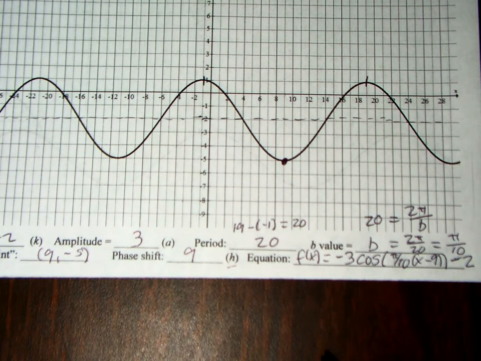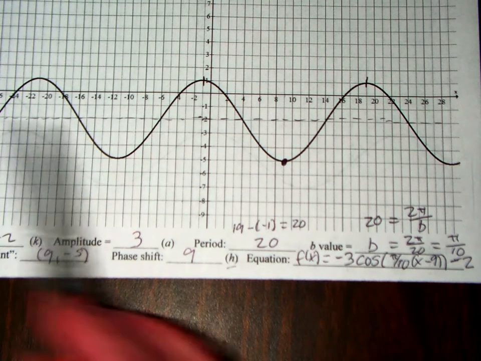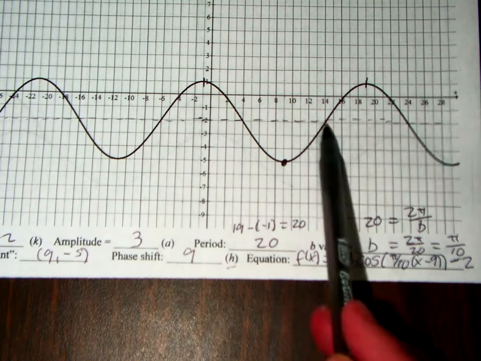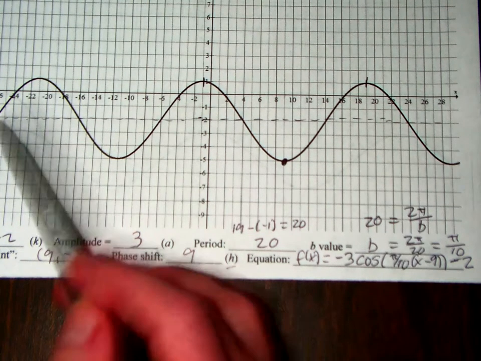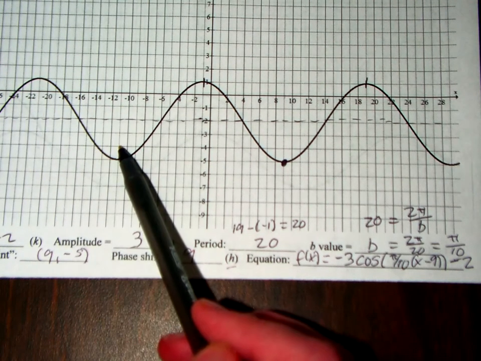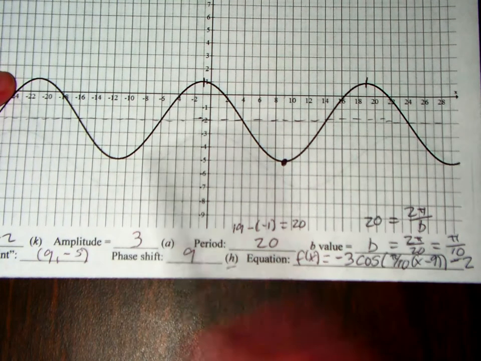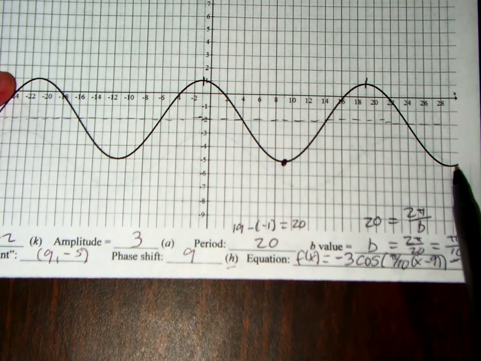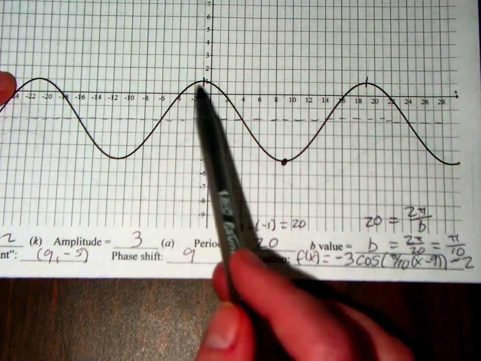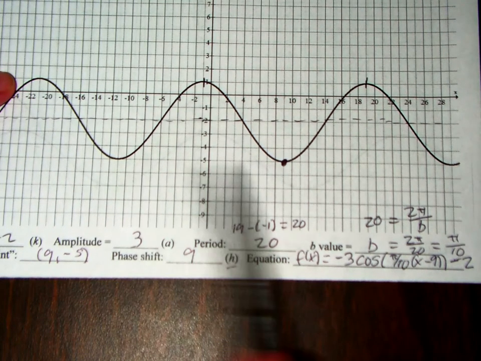So again, anything starting at the equator would be a sine function, going up positive, going down negative. Anything starting at a maximum or a minimum would be a cosine function, maximum positive A, minimum negative A.